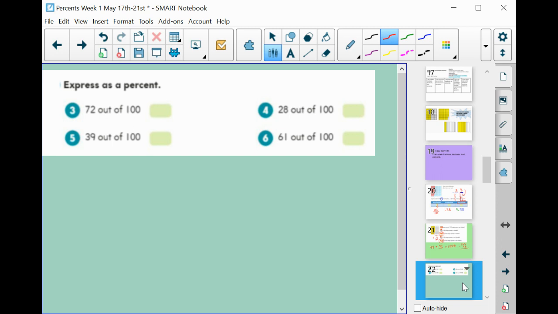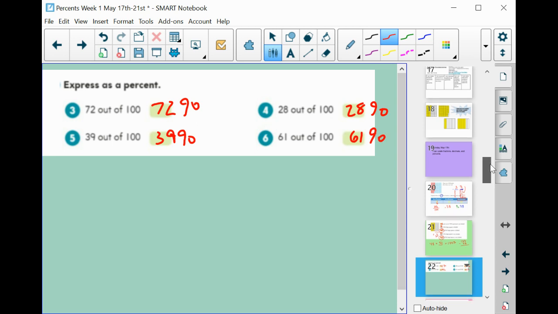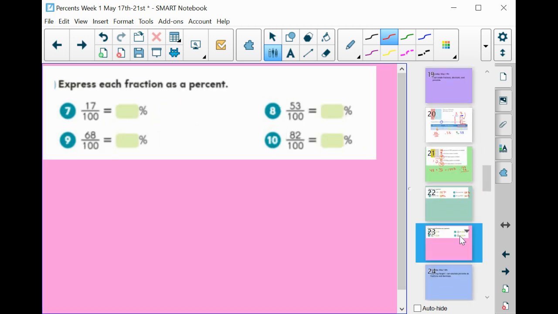Now this, you're just going to do the same thing we've done on both of those slides. You're going to express these as percents. So the first one, 72 out of 100. And 61 out of 100. Pretty easy translation today.